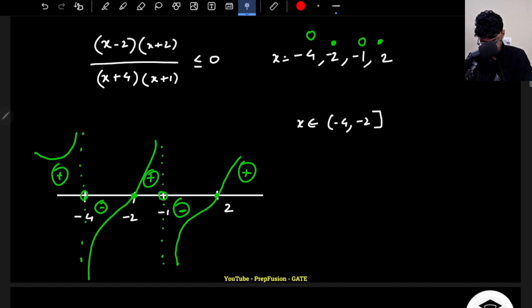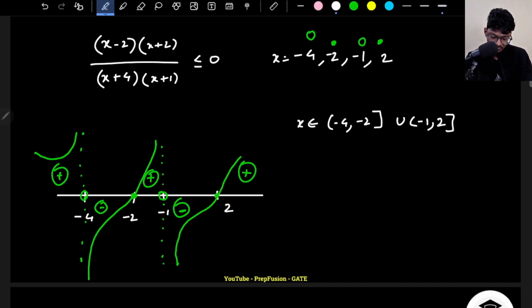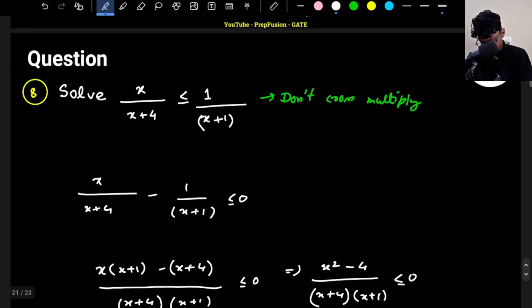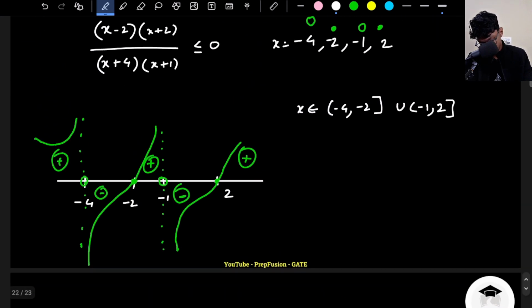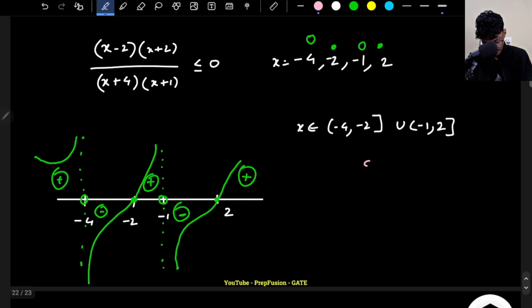So positive I don't select. Minus 1 again will not be included, but 2 will be included because this is at the numerator. So this will be my answer: minus 4 to minus 2, and minus 1 to 2. We don't have options, so this will be my answer to the question.